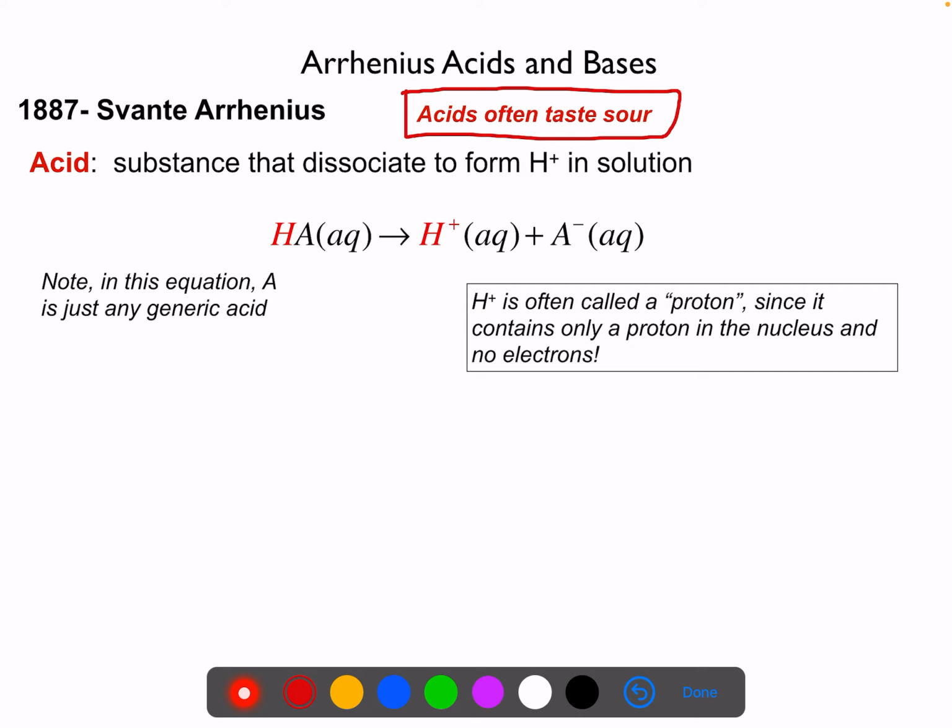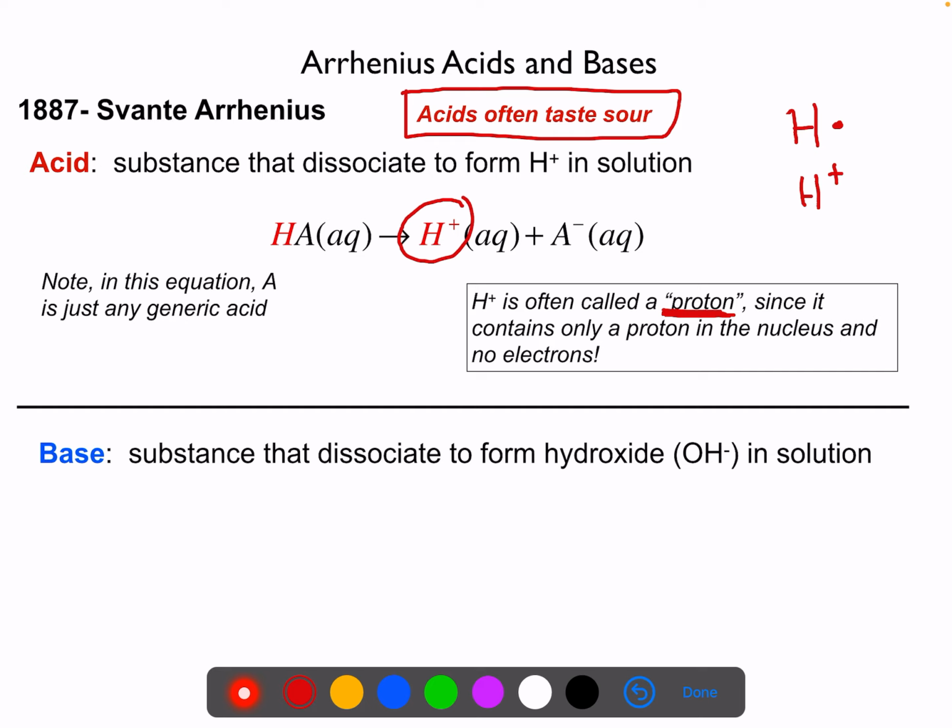One other important thing to know is this H+ is often referred to as a proton, and that's because if you think about a hydrogen atom, it's a nucleus with one proton, no neutrons, and one electron. So if you remove the electron and you become H+, all that's left is a proton. So chemists will use the word proton to refer to H+ a lot of the time.